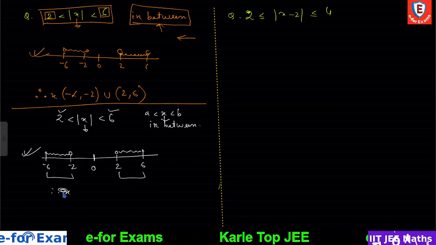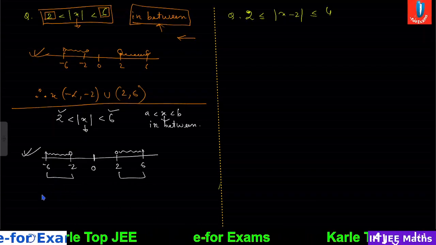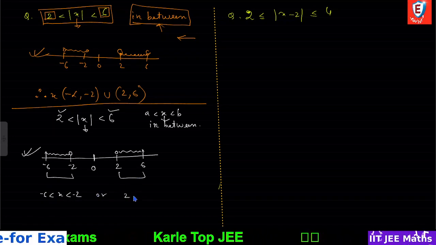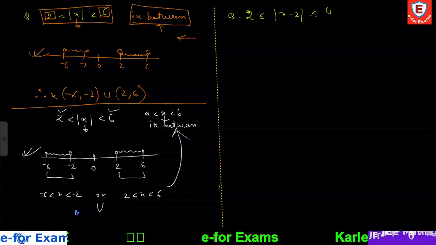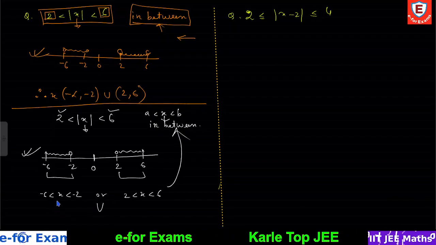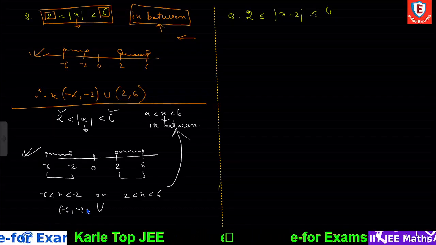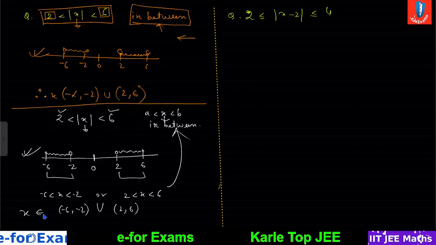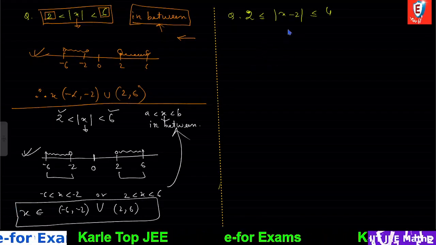Therefore x is belonging to this and this, within these two. We can write like this: minus 6 less than x less than minus 2, or 2 less than x less than 6. This format, right? So union means this or this. For this one it is minus 6 to minus 2 union 2 to 6. Therefore x belongs to this. Got it? Now let us solve this one.